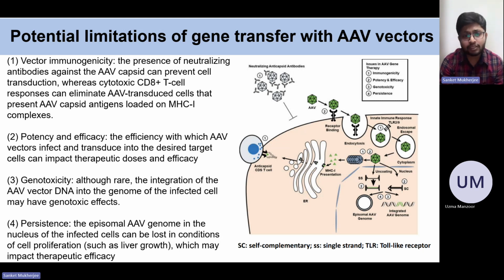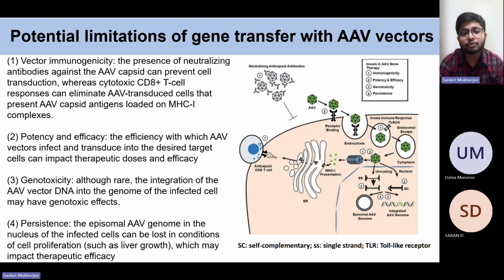The efficiency with which adeno-associated vectors can infect and transduce the desired targets can impact the therapeutic doses and efficacies. There could be genotoxicity, although it's very rare. The integration of AAV vector DNA into the genome of the infected cell may cause some genotoxic effects. Sometimes cells also die due to the viral load.